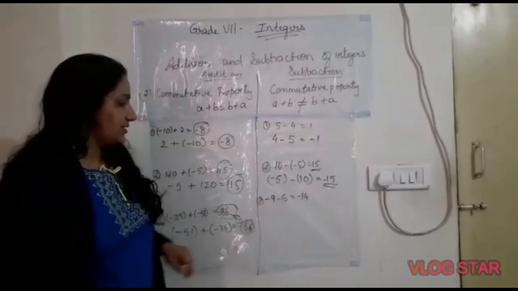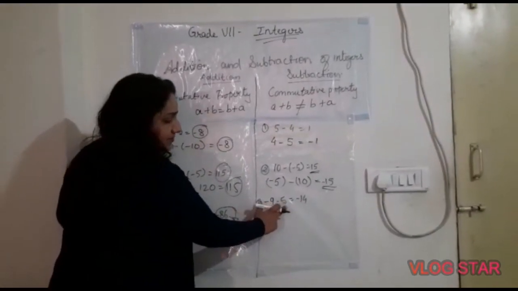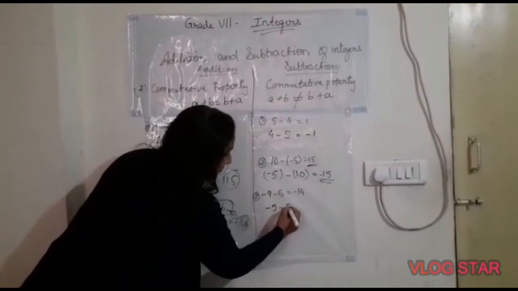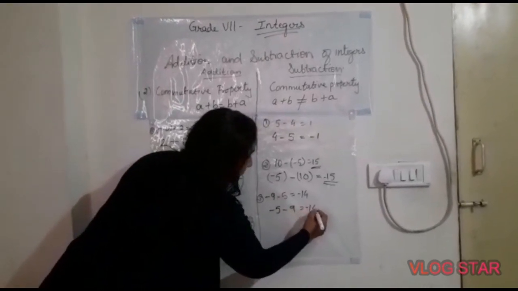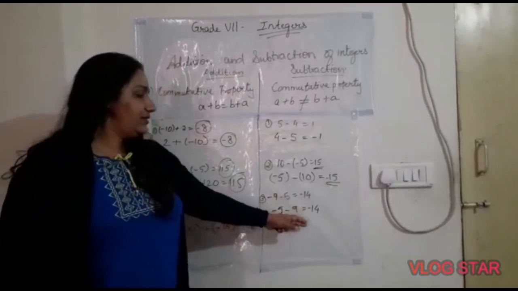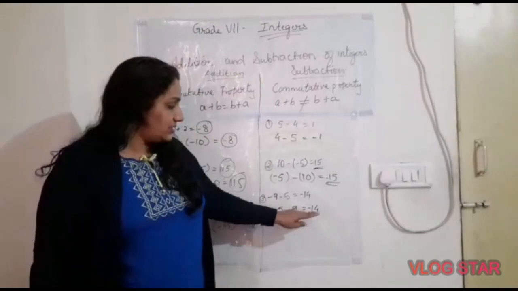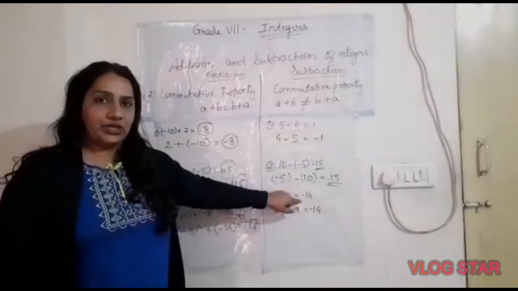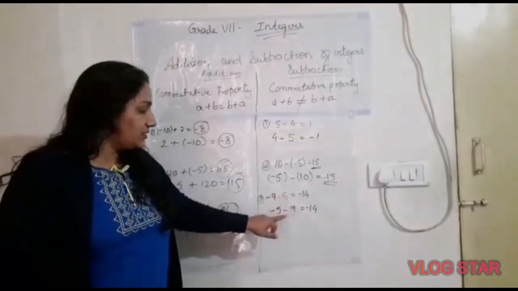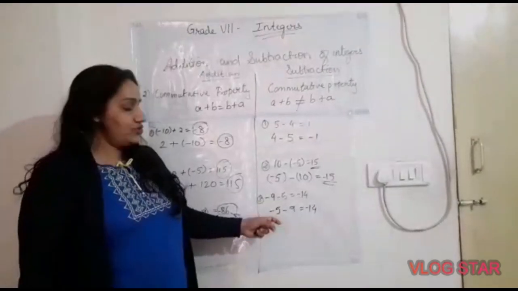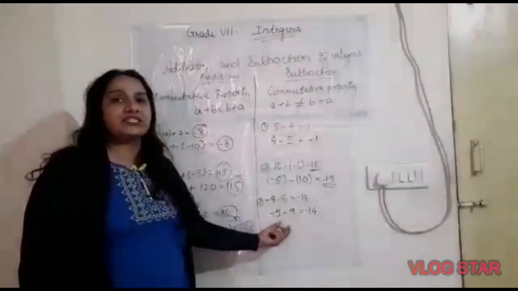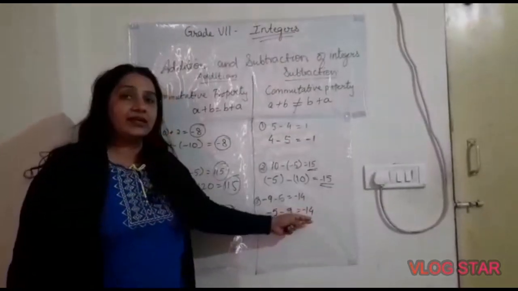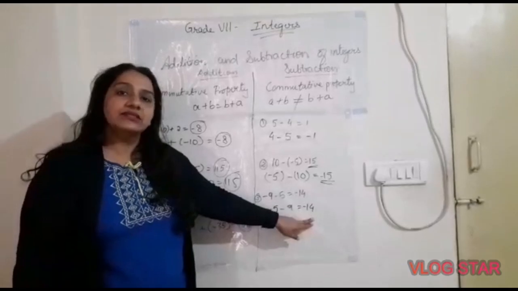Moving on to the third sum, minus 9 minus 5 is equal to minus 14. Here, if we change, minus 5 minus 9 is equal to minus 14. Now here you may say that the answer is the same, because here also we are getting minus 14 and here also we are getting minus 14. But it is not true, because here actually we are adding the integers. Minus 5 minus 9 means minus minus plus, which we have learnt in our class 6, and we are adding it. So it is giving us the same result.